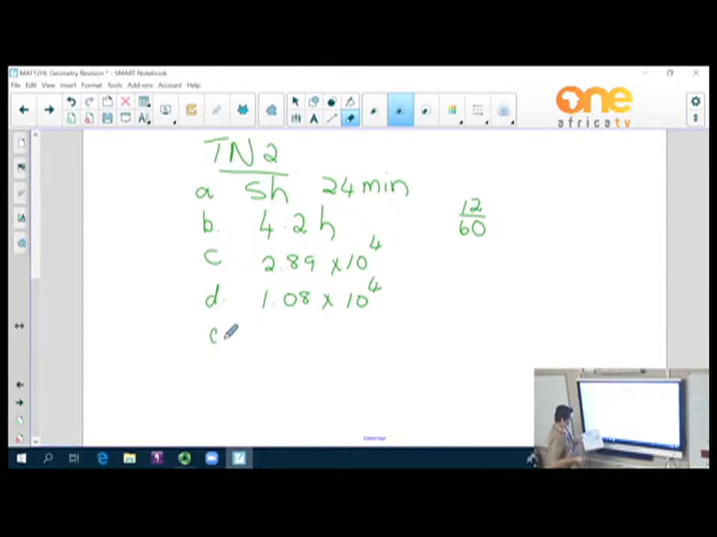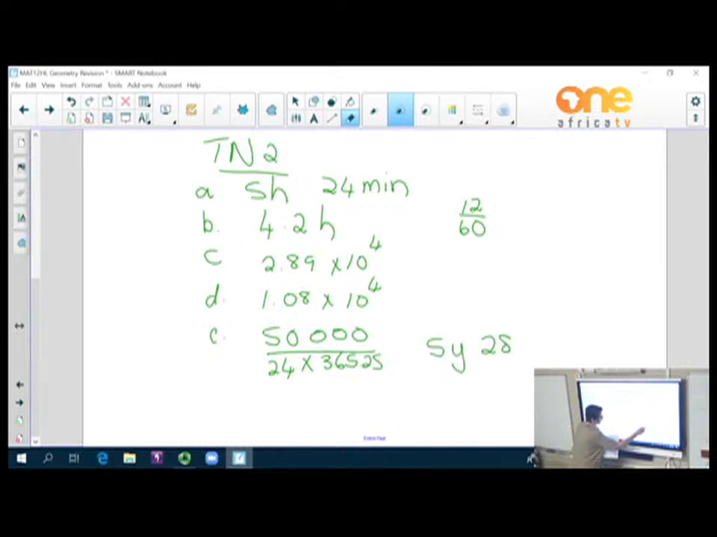Number E, 50,000 hours in years and days. Now, if I have 50,000 hours, how am I going to change this to years? I'm first going to divide it by 24 to change it to days. And then I have to multiply it with 3.25 to change it into years. And my answer is 5 years and 28 days.